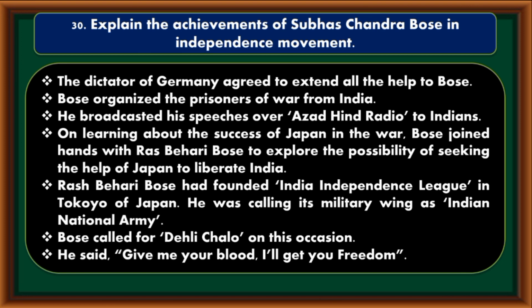On learning about the success of Japan in the war, Bose joined hands with Ras Bihari Bose to explore the possibility of seeking the help of Japan to liberate India. Ras Bihari Bose founded the India Independence League in Tokyo, Japan. He was calling its military wing the Indian National Army. Bose called for Delhi Chalo. On this occasion, he said, "Give me your blood, I will get you freedom."